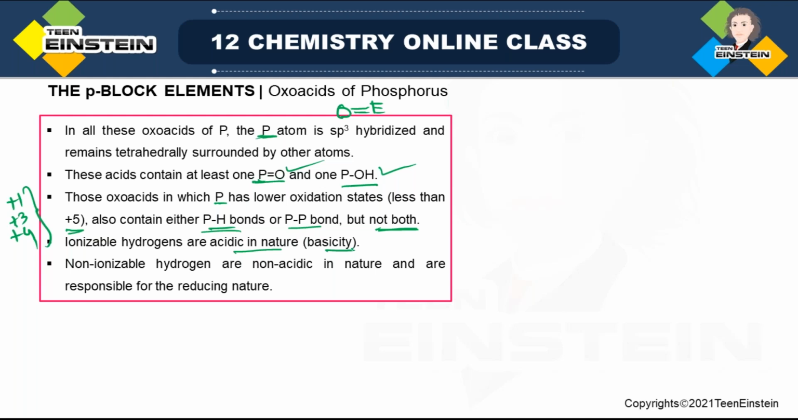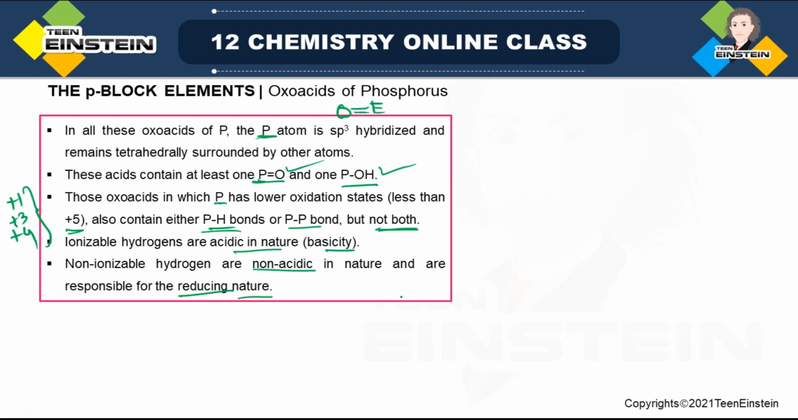But non-ionizable hydrogens are not acidic in nature. Another feature is that they are responsible for reducing nature. So in the oxoacids of phosphorus in which a hydrogen atom is directly attached to phosphorus, you can expect reducing nature. In the previous example, H3PO4, there is no H atom directly attached to phosphorus, so you cannot expect any reducing nature.